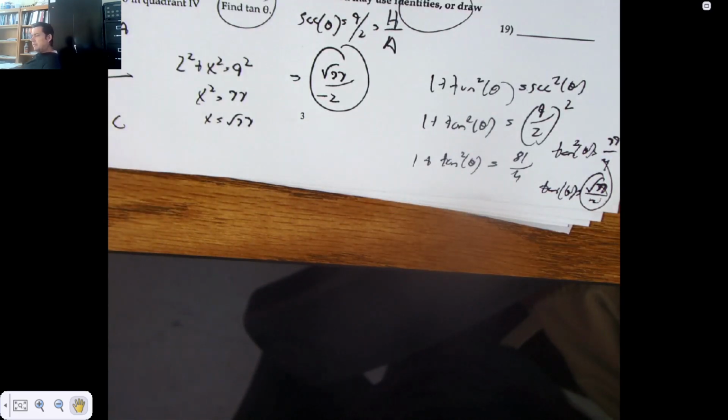It seems like 1 plus tangent squared of theta is secant squared of theta. And that actually would have been quicker. 9 over 2 squared is equal to 1 plus tangent squared. That's going to give me 81 over 4. Minus the 1. That's going to give me tangent squared theta is 77 over 4. So yeah, same thing. Tangent of theta is root 77 over 2. And I got a little sloppy there because I'm in a hurry and my hands are hurting.